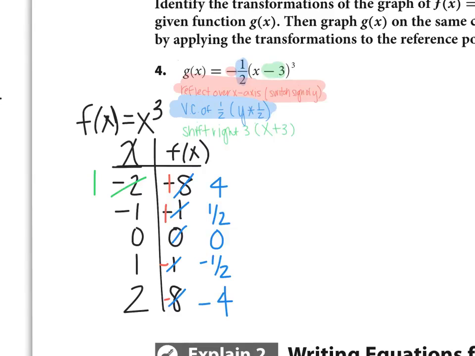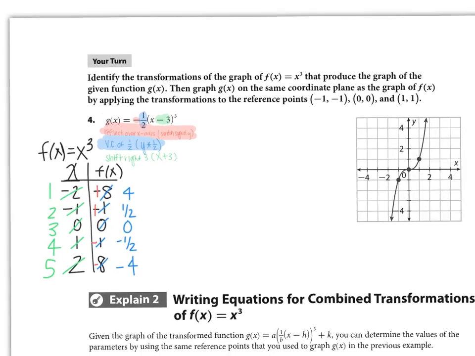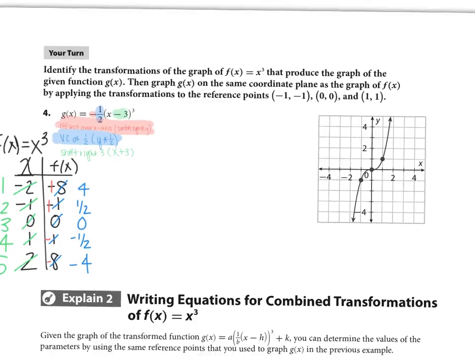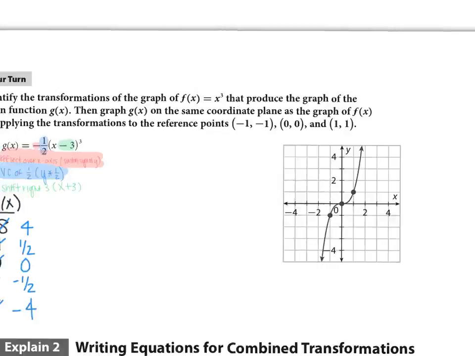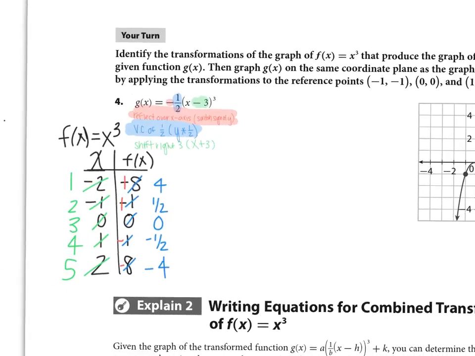Negative 1 plus 3? 0 plus 3? There we go. 1 plus 3? And 2 plus 3? Okay, and we're going to plot all of those points. So those are our new ordered pairs that we're going to plot on our graph. Now, did y'all get them written down?